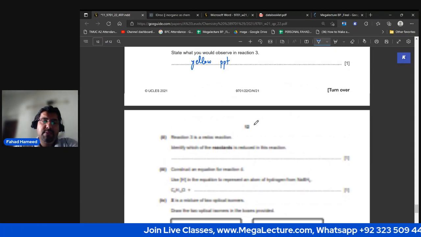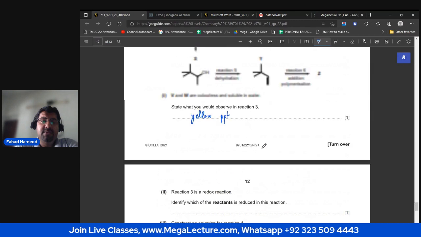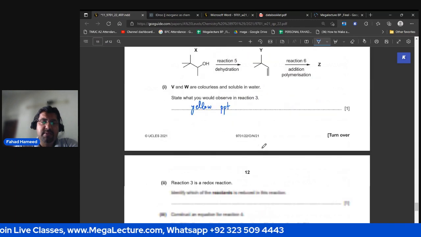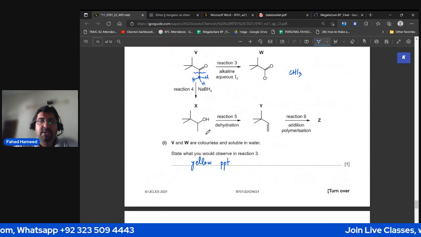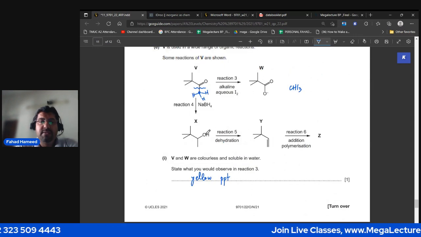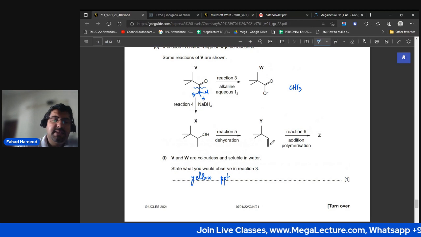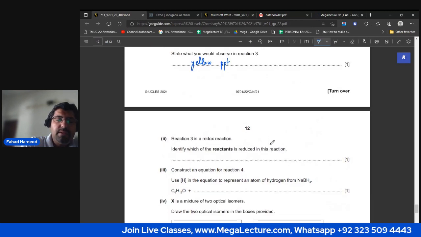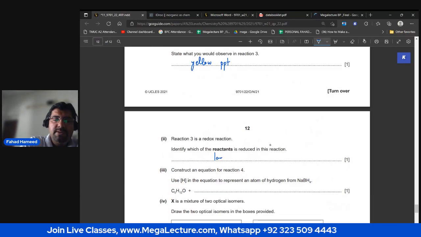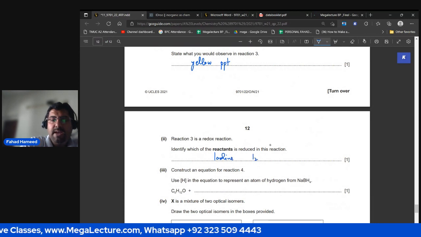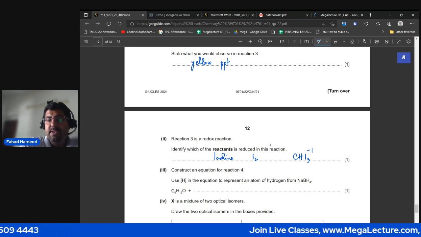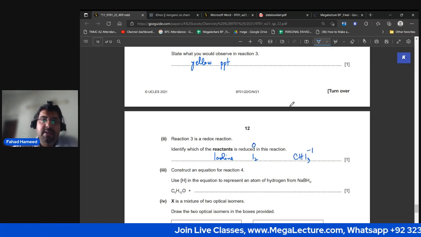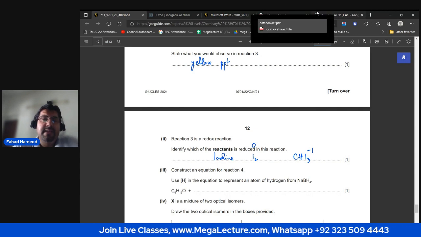Now, what's the next one? Identify which of the reactants is reduced in this reaction. Reaction 3 is a redox reaction, so which of the reactants is getting reduced? It's iodine that's reduced. Why? Because iodine was an element and now it's in CHI3. In CHI3, iodine has an oxidation state of -1, so it's the one that's getting reduced. The other part of the molecule is actually getting oxidized.